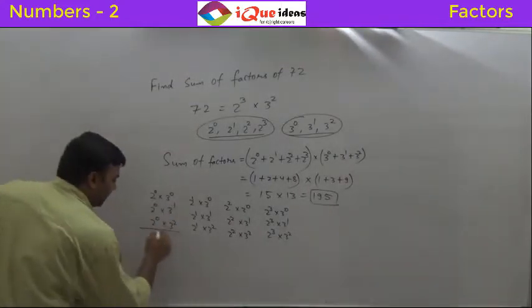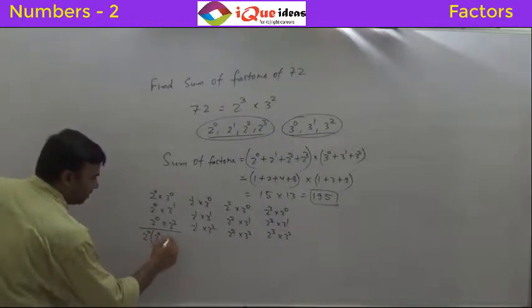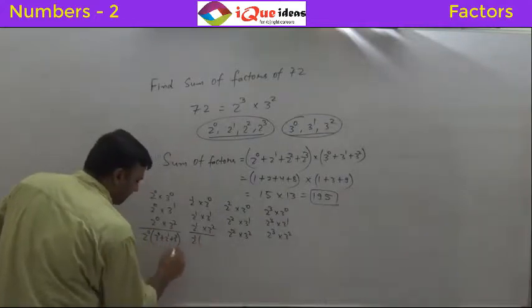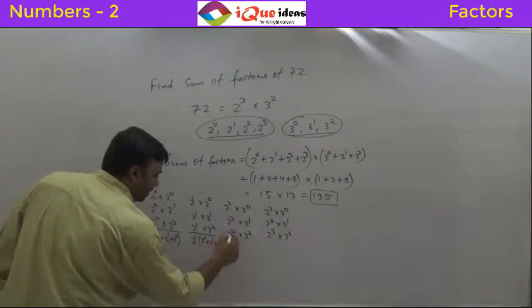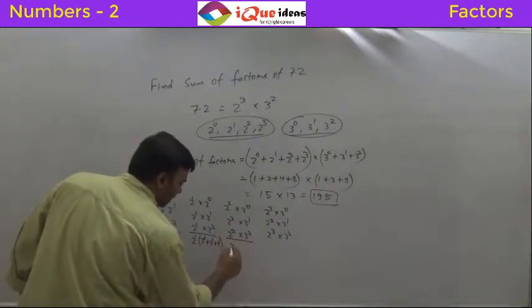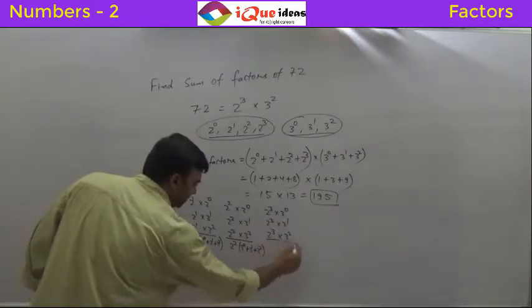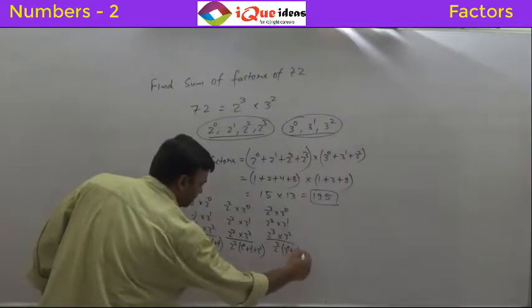Now let's do one thing. Add these three. What will you get? 2 raised to 0 into 3 raised to 0 plus 3 raised to 1 plus 3 raised to 2. Now add these three. You will get 2 raised to 1 into the same thing. In these three, again the sum will be the same: 2 square into 3 raised to 0 plus 3 raised to 1 plus 3 raised to 2. In these three, also the sum will be 2 cube into 3 raised to 0 plus 3 raised to 1 plus 3 raised to 2.